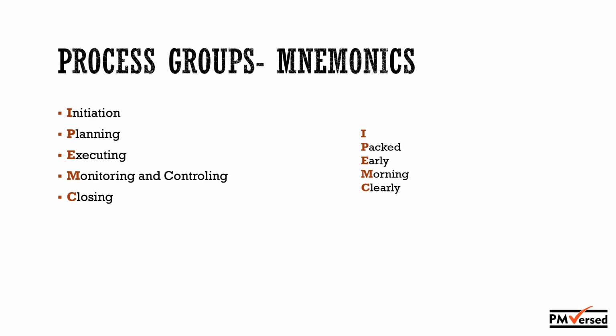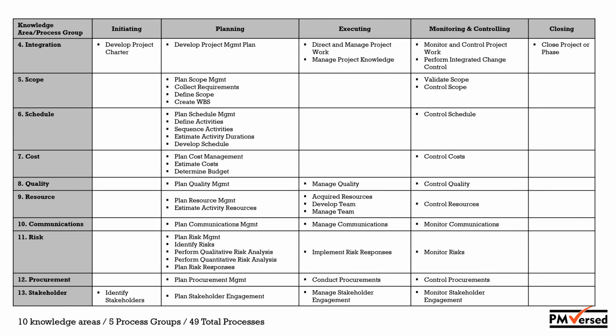Another area to use mnemonics in is the process groups, and that's a little bit simpler, but some people may need it. There are 5 process groups to remember: initiating, planning, executing, monitoring and controlling, and closing. For those, you need to know some sort of mnemonic. You can use "I packed early morning clearly," and that way you remember each of those.